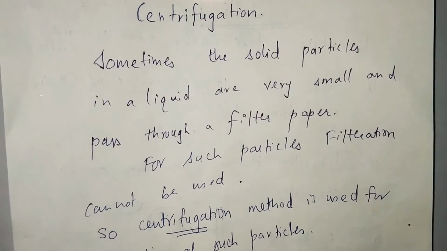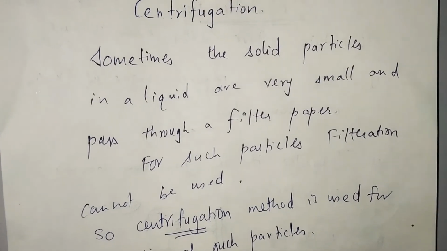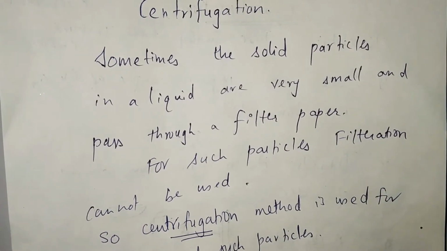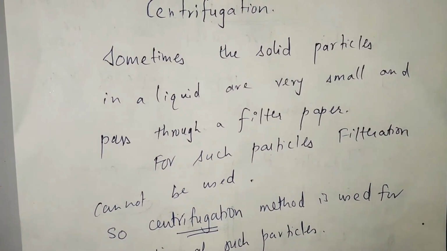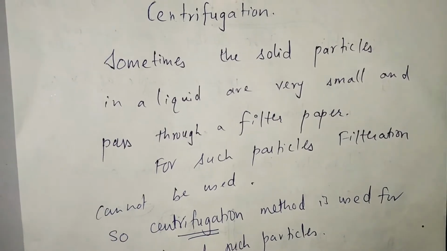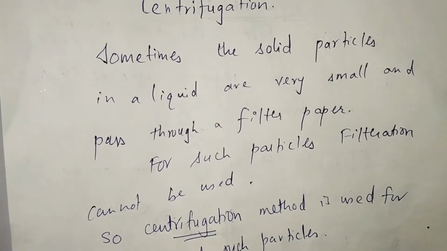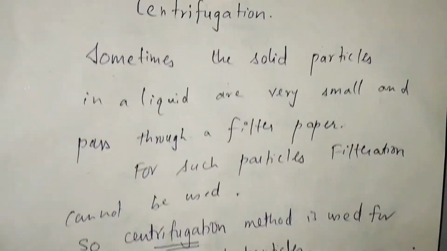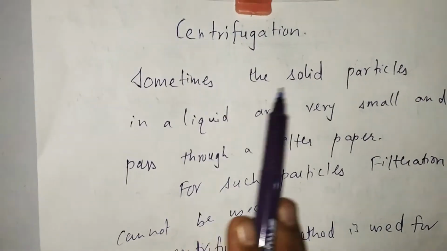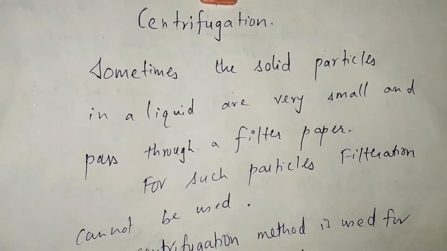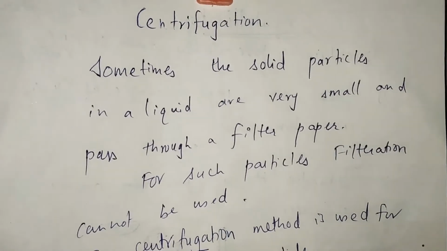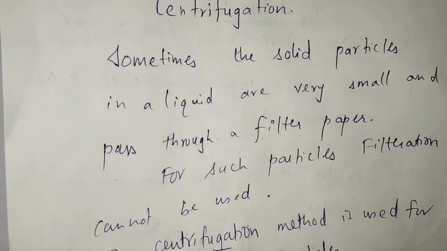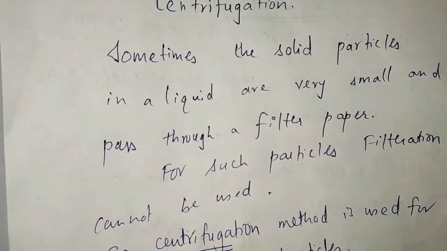So dear students, let's see the centrifugation process. The centrifugation process is based on centrifugal force, which is a force that starts from the center and moves towards the periphery. Now let's see. Sometimes the solid particles in a liquid are very small and pass through filter paper. So when the particles are very small, you can't filter them because they pass through the filter paper.